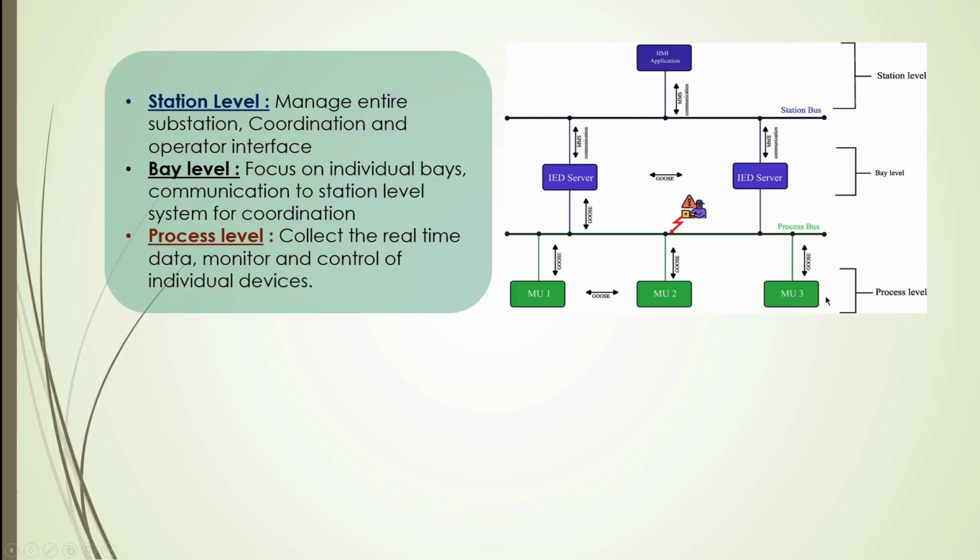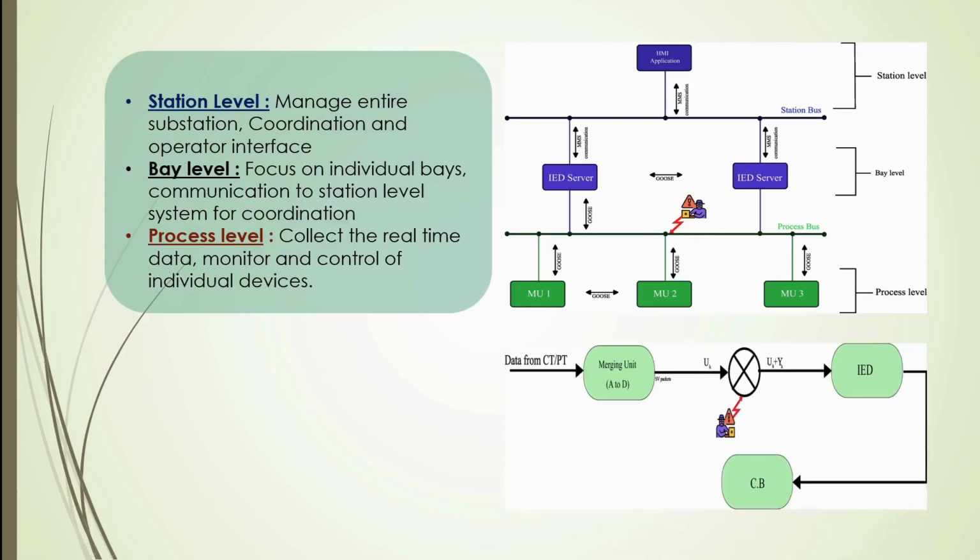At the process level, different merging units are connected to the process bus. MU is nothing but a merging unit. It converts analog data into digital data. Due to the digitalization of the substation automation, the merging unit converts analog data into digital data, so that the entire substation is operating in digital form, with digital signals.